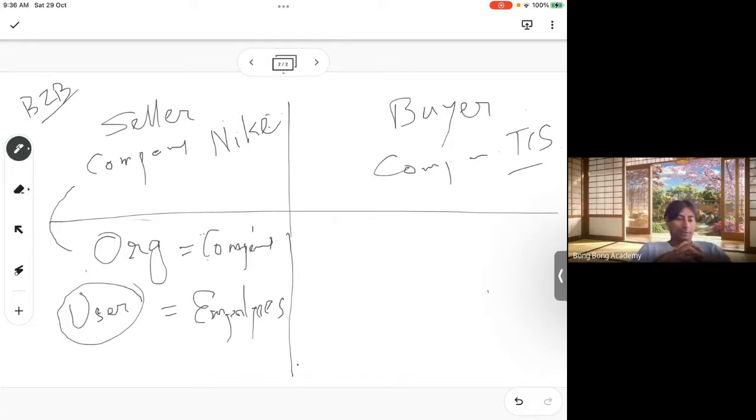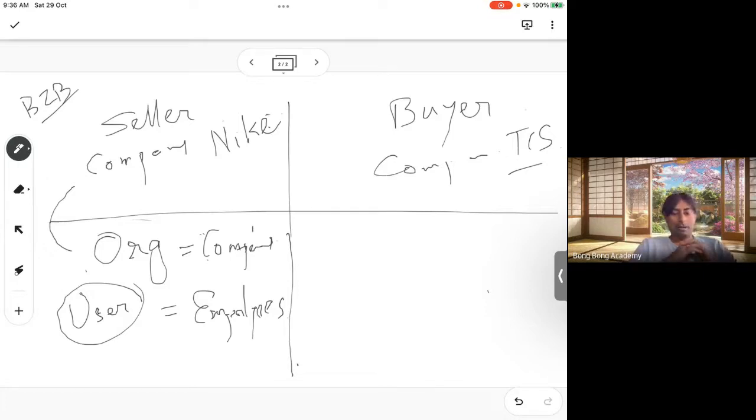So what is happening is that the company is equal to org in Salesforce. That is the boundary on which the data will reside. It's just like an inbox wherein all the information will be there. But that inbox is shared across all the employees of that organization, only that organization. That means the employees of Nike will see each other's records. Why they will see each other's records, we'll discuss later.